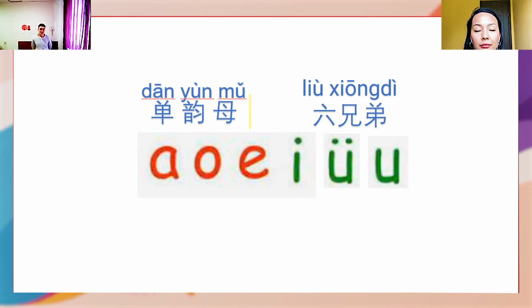Let's make a conclusion. In today's lesson, we studied 6 simple finals, and in Chinese we call them 单韵母. It's like 6 letters, like 6 brothers. So we call it 单韵母六兄弟. They are so important in the pinyin system. Could you please read all of these letters again?